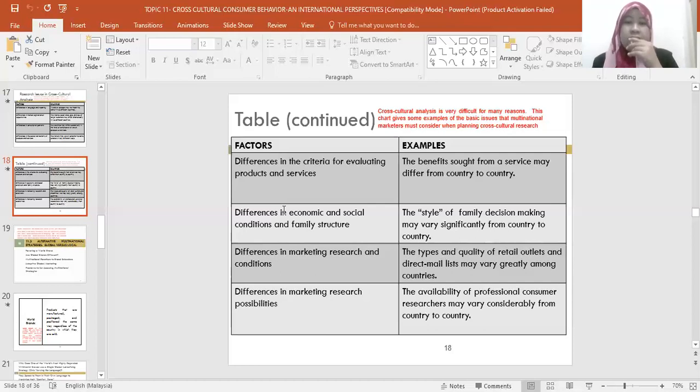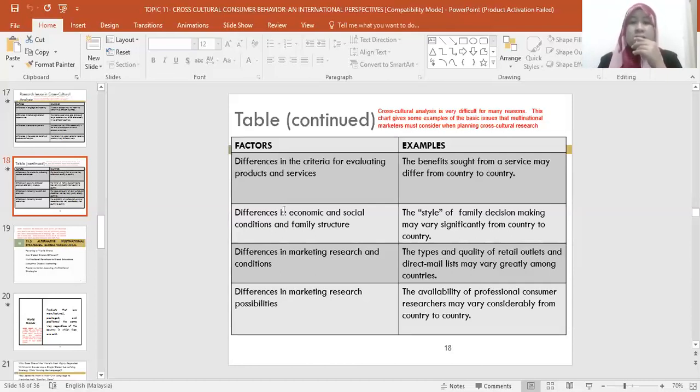And then differences in marketing research and conditions: the types and quality of retail outlets, and also direct mail lists, may vary greatly among countries. So this is regarding certain marketing research and conditions, and differences in marketing research and possibility.